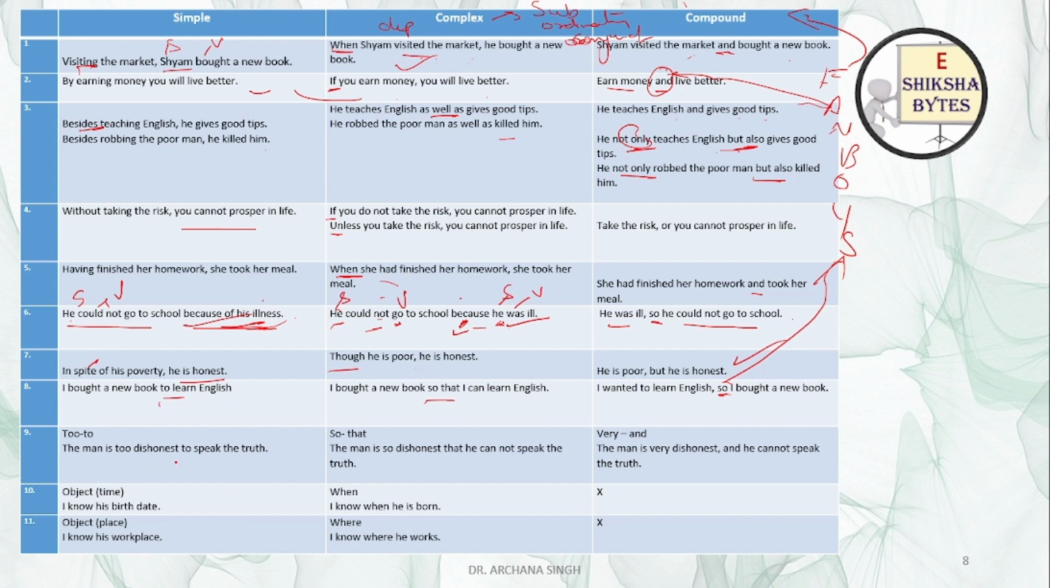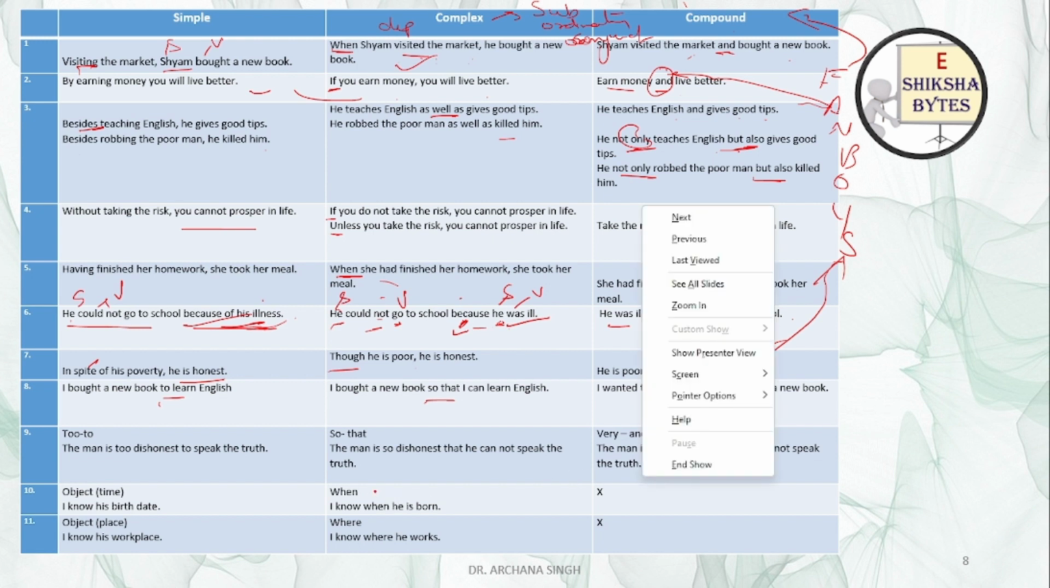The man is too dishonest to speak the truth. You can say the man is so dishonest that he cannot speak the truth. And to make a compound, you can say the man is very dishonest and he cannot speak the truth.